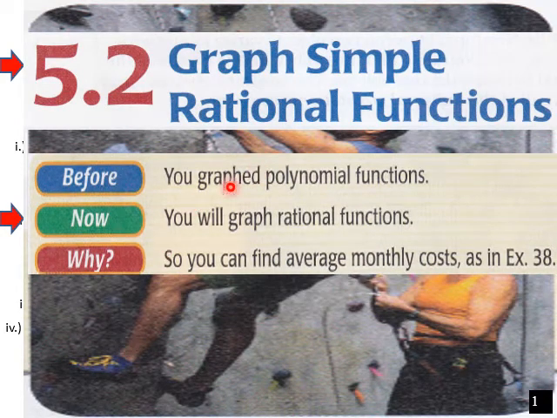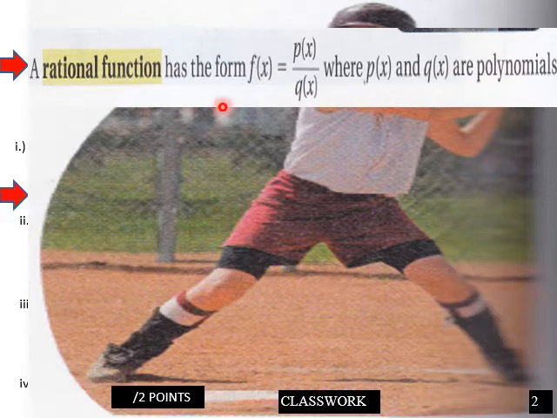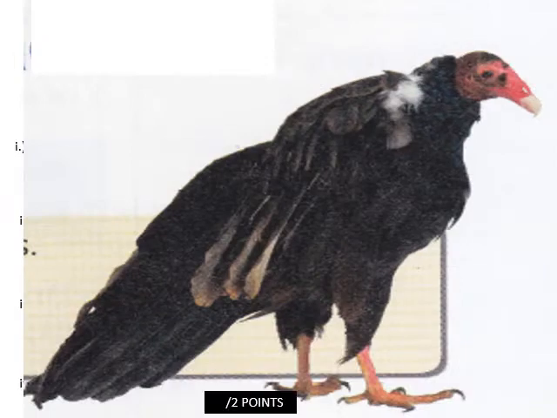Okay, so graph simple rational functions. You will graph rational functions. A rational function has the form f of x equals p of x over q of x, where p of x and q of x are polynomials, and q of x cannot equal 0. The inverse variation function, f of x equals a over x, is a rational function. The graph of this function when a equals 1 is shown below.